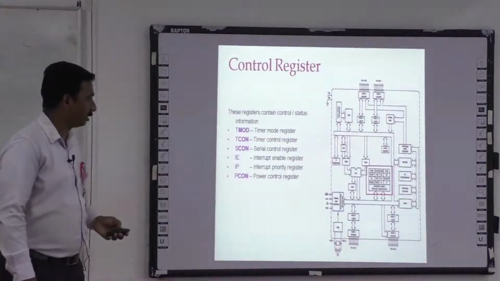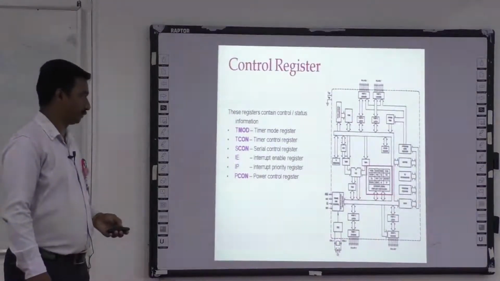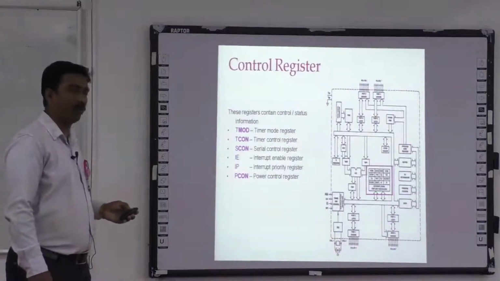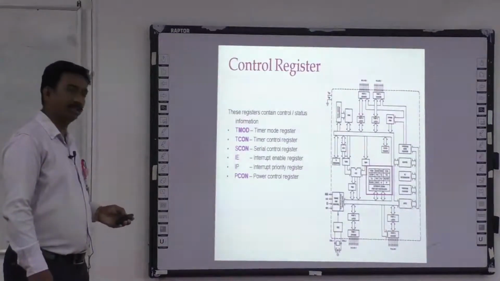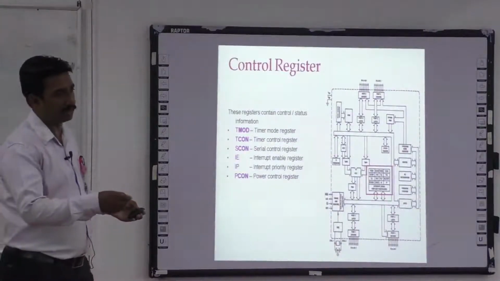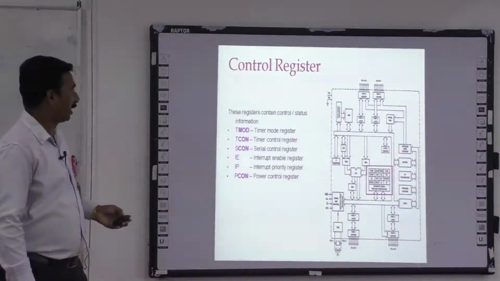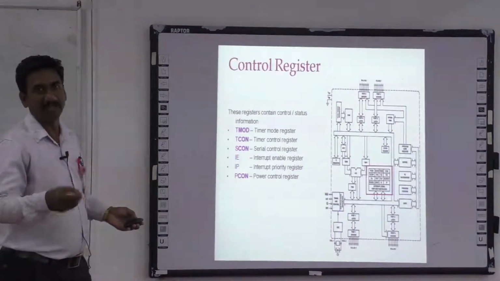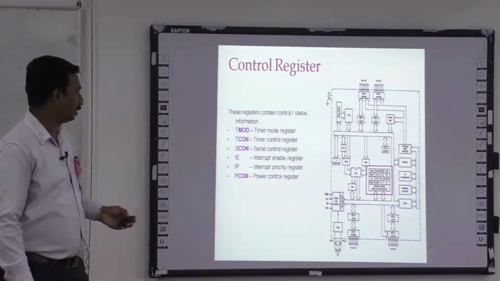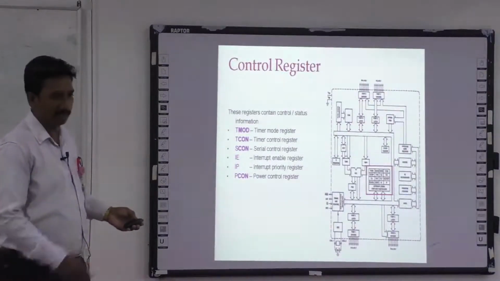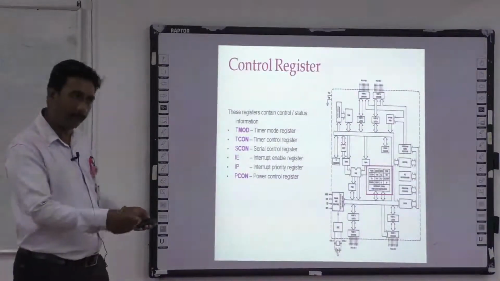And here you can see the next topic is control register. T mode, timer. T control is also a timer. If you are going to use the timer, we have to use this particular register to transfer the timing sequence to control the output devices, and serial control for transfer of bits in terms of communications like USB, and interrupt enable and interrupt priority. This will disturb the regular programs and give importance to the emergency programs.